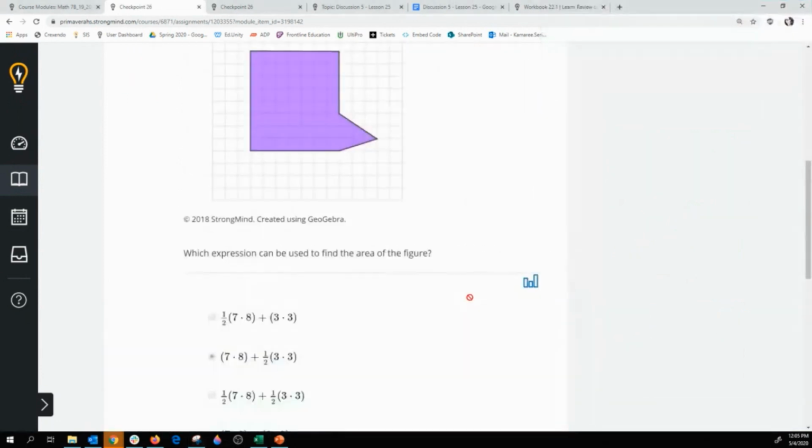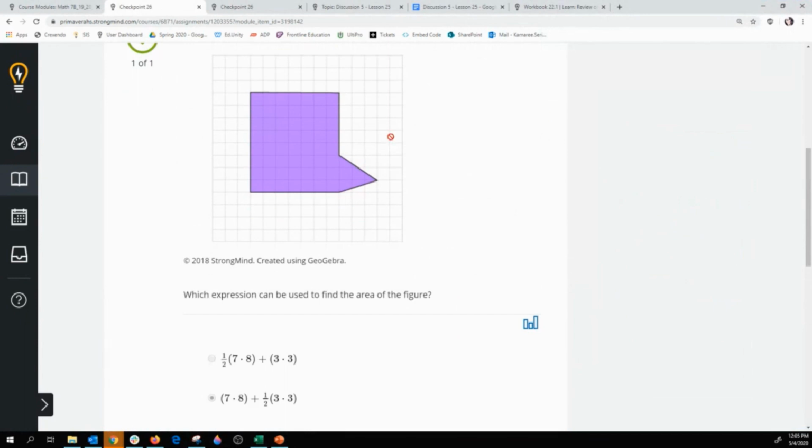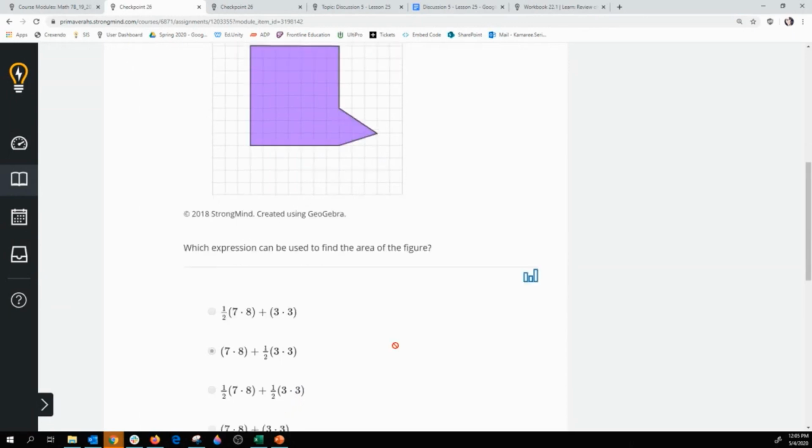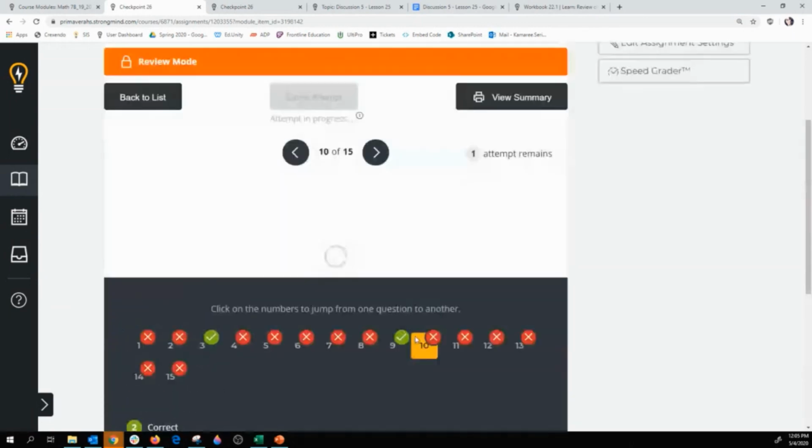All right, number 9. So this is another one that has a purple figure. And on this one, you got this answer correct with that 7 times 8, and then you're adding it to 1/2 times 3 times 3. Do you want to go over this one, or are you okay with skipping it? So yes to go over or yes to skip? Okay. Number 10, 10th question.